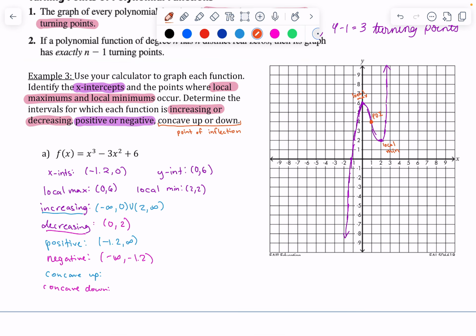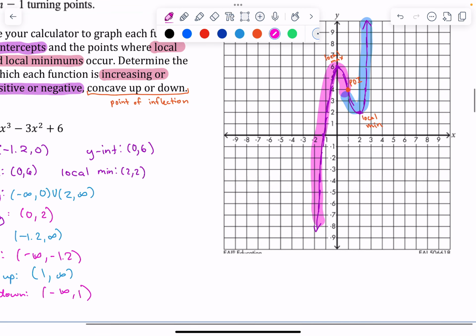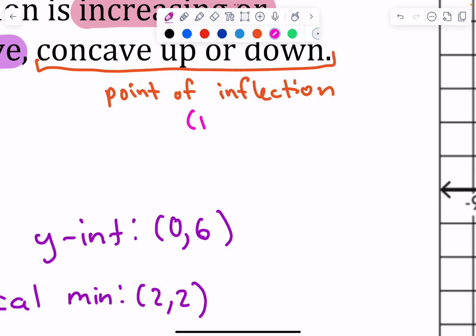Okay? Which means that I'm concave down here and concave up here. Okay, so again, you're just using the x values. So this point is (1, 4). So I'm concave up from 1 to infinity and concave down from negative infinity to 1. Oh, and I forgot to mention the point of inflection is (1, 4).